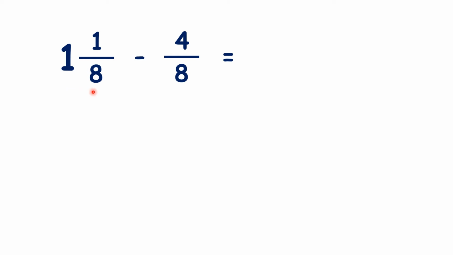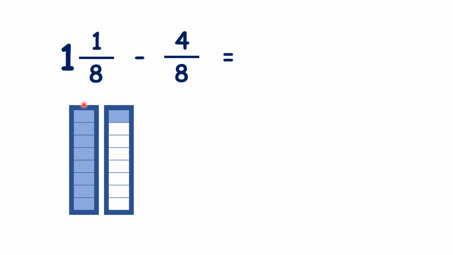Now we have 1 and 1/8 minus 4/8. So from 1 and 1/8 we can take 1, 2, 3, 4/8 away, and that leaves us with 5/8. But rather than drawing it out, if you know that 1 and 1/8 is the same as 9/8, then you can just do 9 take away 4 to make 5 and keep the denominators the same.